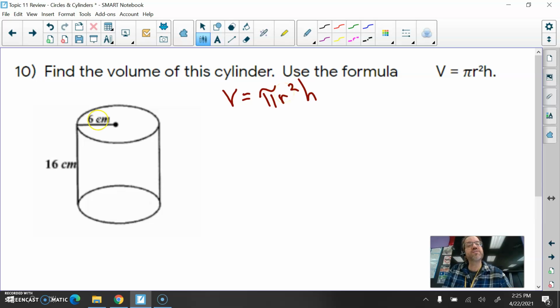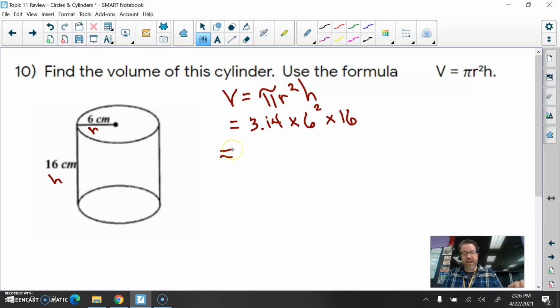We need to know the radius. It's given. It is 6 centimeters. We need to know the height of the cylinder. That's also given. It's 16 centimeters. So I'm going to just substitute those numbers in. Pi, 3.14, times the radius, 6, squared, times the height, which is 16.